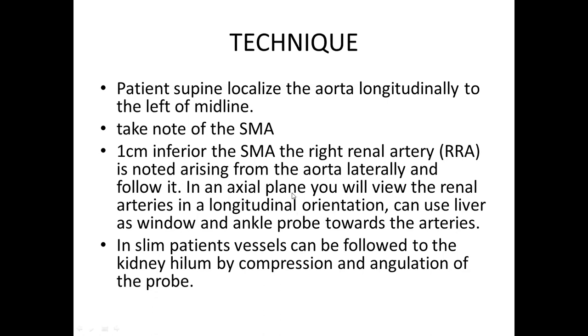Right, in the axial plane, you will view the renal arteries in longitudinal orientation, and you can use the liver as a window and angle the probe towards the arteries. So you angle towards the left if you want to interrogate the left renal artery, and you angle towards the right if you want to interrogate the right renal artery. This technique is very easy in slim patients. Remember, we said we have our limitations in obese patients from the start of this talk. So other techniques that we can use are compression and angulation of the probe.